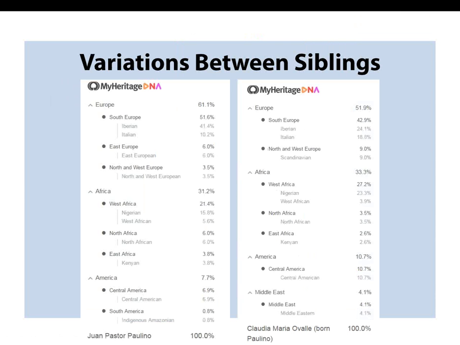Also, siblings, who I mentioned earlier are on average only 50% related, will also have different results. Here are the MyHeritage results between my mother Claudia and her brother Juan. Juan shows up as 61% European, while Claudia is 51.9%. They have a similar amount of African DNA, and their Native American DNA is within 3 percentage points. However, Claudia is listed as 4.1% Middle Eastern, while Juan is listed as 0. None of this should be really surprising, to see varying results between siblings. The only people with identical DNA will be identical twins.